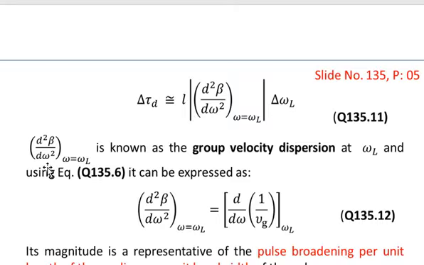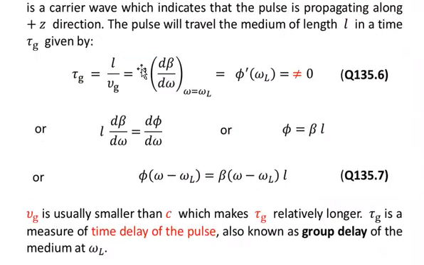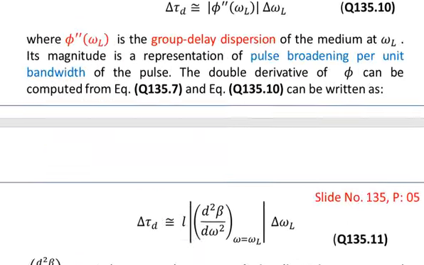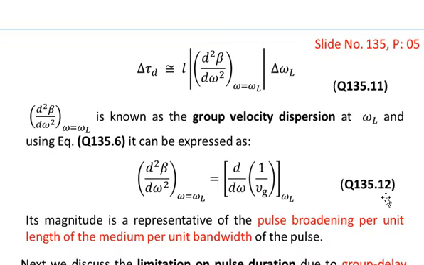Now this d square beta over d omega square evaluated at omega equal to omega L is known as the group velocity dispersion at omega L. And using equation number 6, it can be expressed as follows. Let me show you equation number 6 first. This is equation number 6. You see that in equation number 6, we have the same parameter, that is d beta over d omega, and Vg is also present over here. So using this factor, we can represent the equation in the form of Vg, that is, the group velocity. So we can write equation number 11 in the form of equation number 12 using equation number 6. So d square beta over d omega square can be expressed as the derivative of 1 over Vg with respect to omega, as shown in equation number 12.